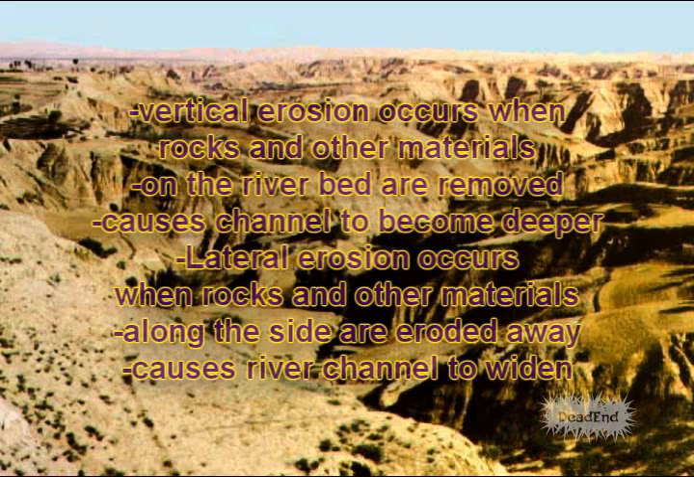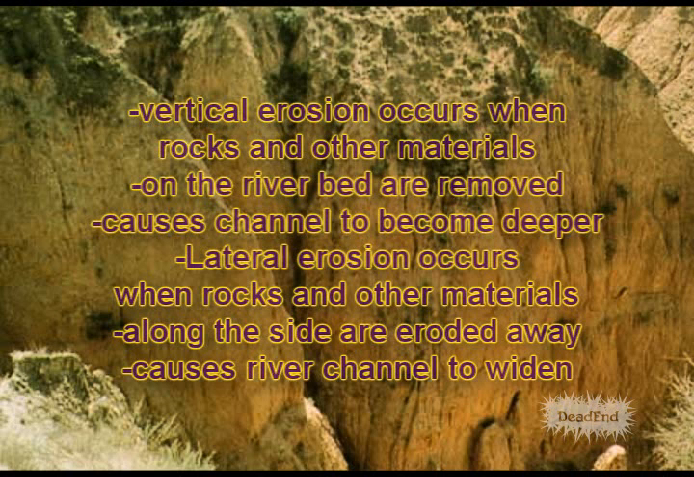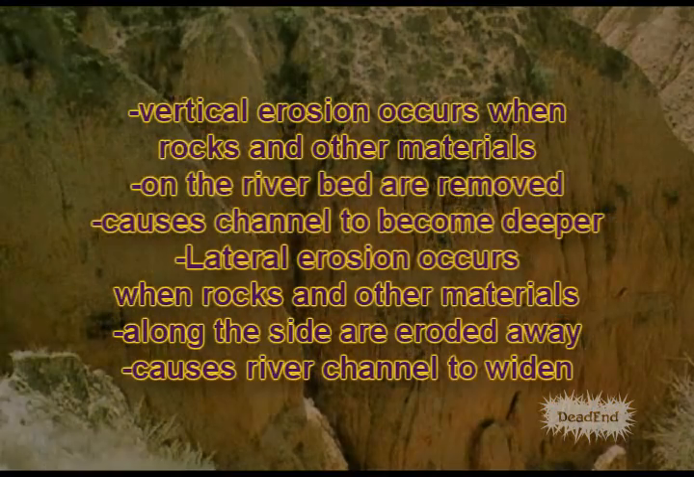Vertical erosion occurs when rocks and other materials from the riverbed are removed, causing the channel to become deeper. Lateral erosion occurs when rocks and other materials along the sides of the river channel are worn away. This causes the river channel to become wider.